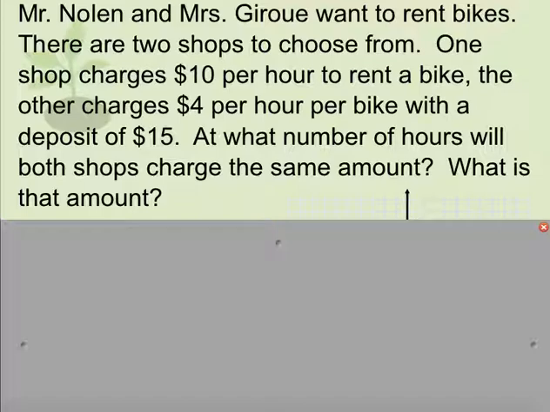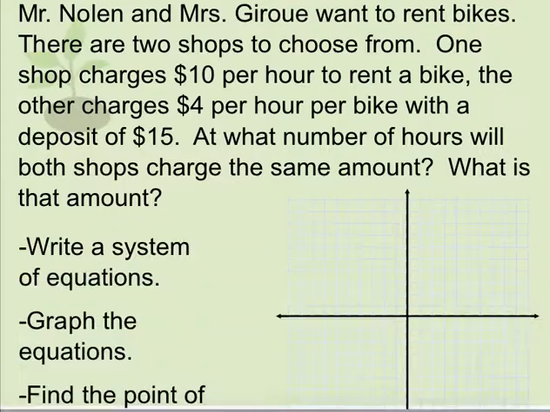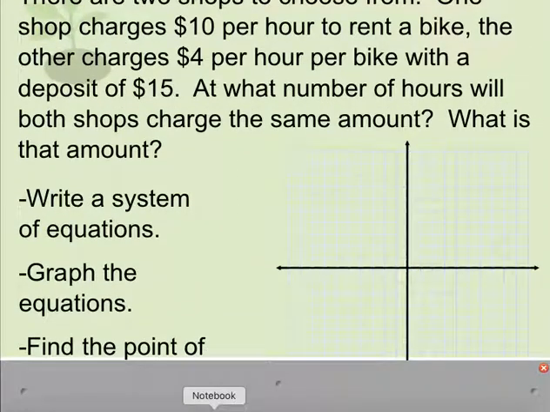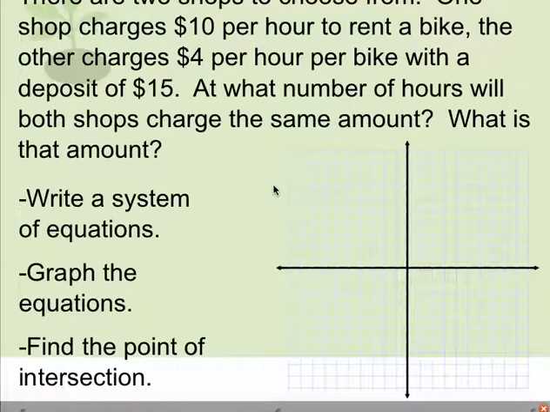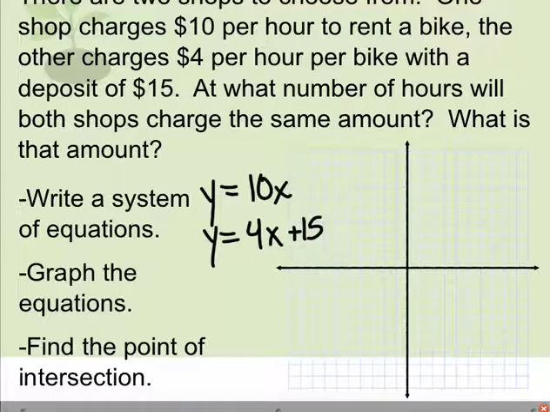What is that amount? Well, first we're going to have to come up with some equations. And then we'll graph them and find the point of intersection. So the system of equations, we're going to have y, the total amount, is equal to 10 times the number of hours. And the other shop is y is equal to 4 times the number of hours plus 15. So let's say each of my boxes on my y-axis is worth 2. And my x-axis will stay the same.